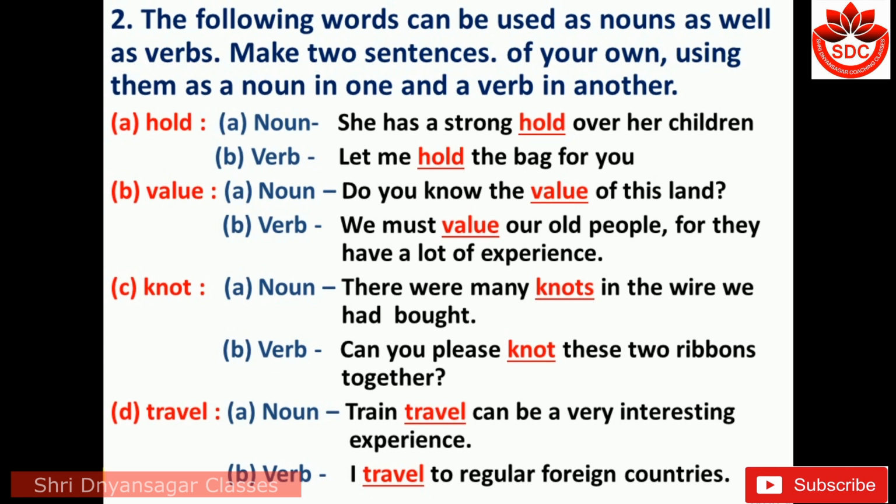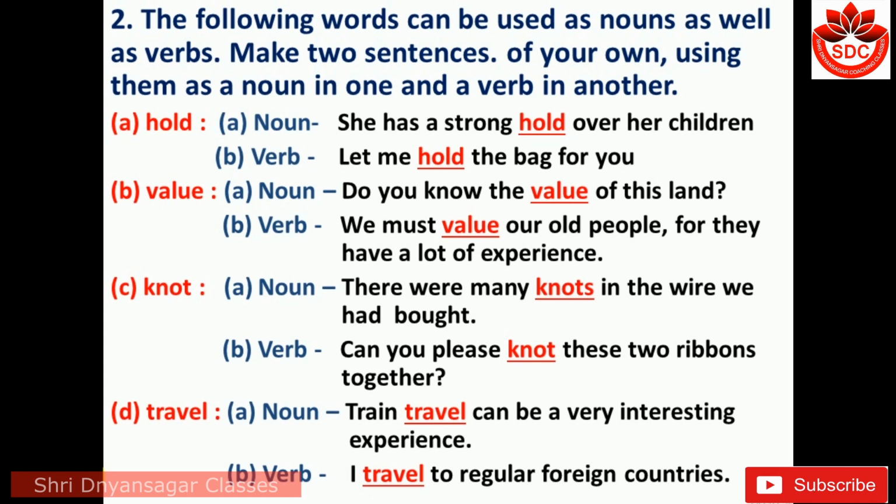Question 2. The following words can be used as noun as well as verbs. Make two sentences of your own, using them as a noun in one and a verb in the other. A. Hold. We have to use hold as a noun and as a verb. Noun. She has a strong hold over her children. Here, hold is used as a noun. Let me hold the bag for you. Here, hold is used as a verb.